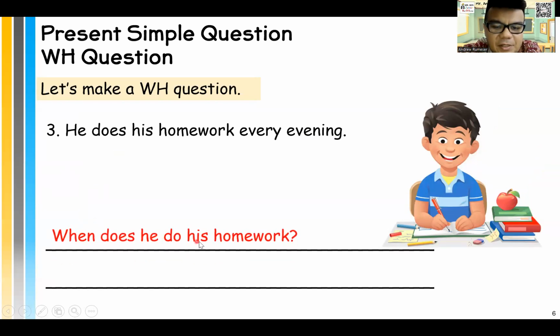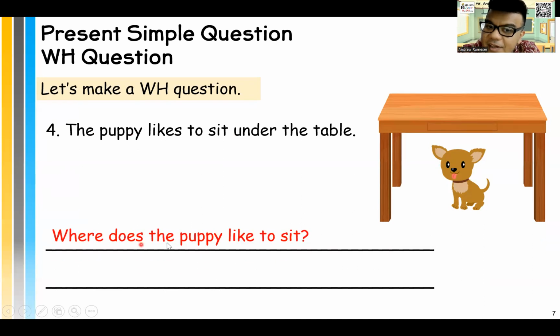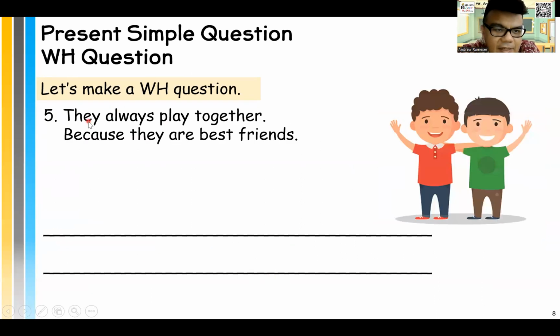When does he do his homework? He does his homework every evening. That's correct. The puppy likes to sit under the table. So, where does the puppy like to sit? The answer? Under the table. Correct.